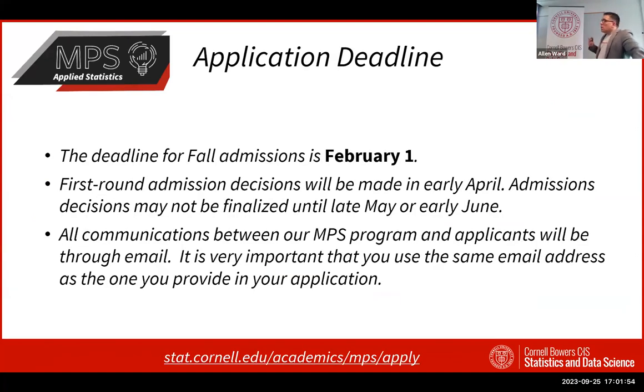So folks asked online in chat, when is the deadline? Yes, the deadline is February 1st for the fall semester of 2024. So that's when the next cohort of students will be selected. And we break down the first round and the rough idea of when everyone will be notified. So in early April, admission decisions may not be finalized till May or early June.